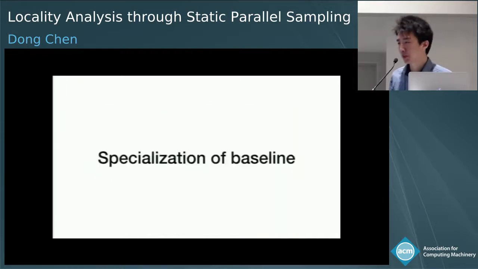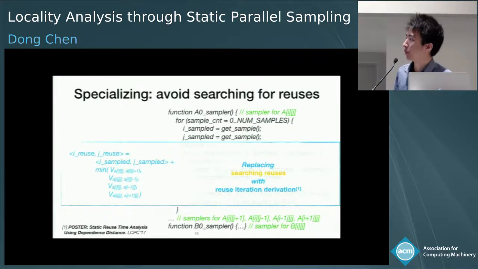So with the understanding of the baseline framework, I will introduce several specializations. In the baseline framework, we reconstruct the program flow and search for its reuses. This process can be accelerated when we have more static information, such as the dependence distance vector. The dependence distance vector is the number of iteration differences between the dependent source and sink. The shortest one indicates the reuses. So for a reference with a dependence distance vector available, we can remove the searching process. If the dependence distances are available for all the references, the entire searching process can be removed.